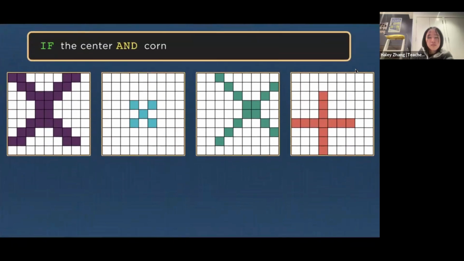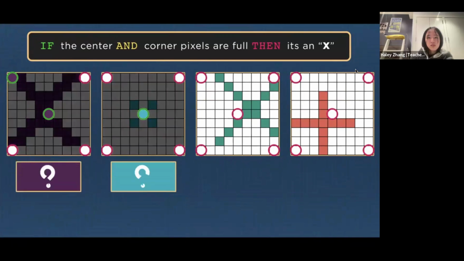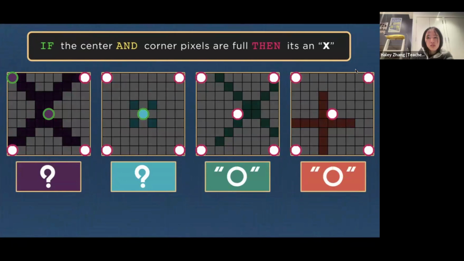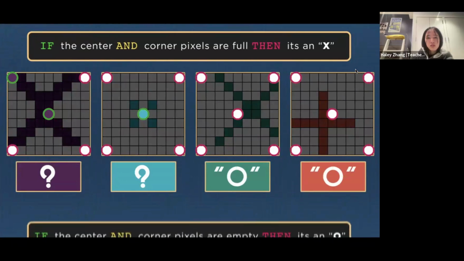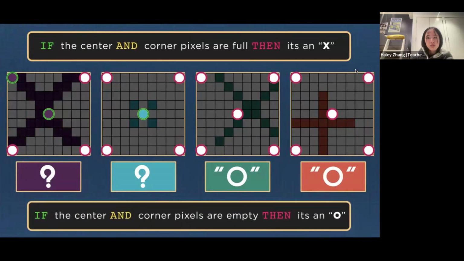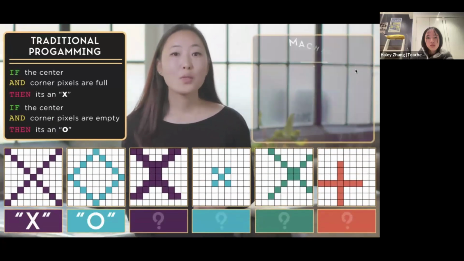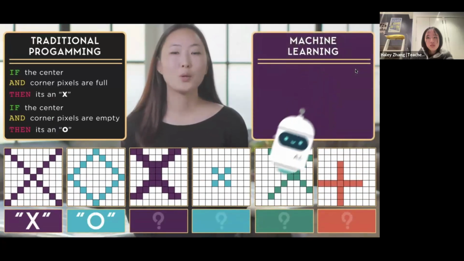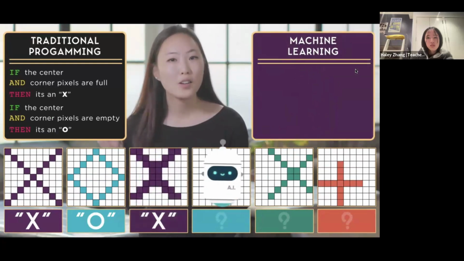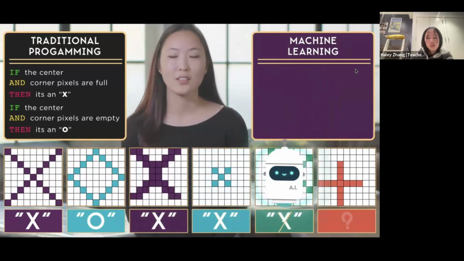We gave the computer a strict definition of what an X looks like. But these images don't fill all the necessary pixels to fit the definition. So the computer doesn't think these are X's at all. In fact, the computer thinks these are O's because the corners and center pixels are blank, and that fits the definition of an O that we gave it. In this example, traditional programming only works some of the time. But with machine learning, we can teach the computer how to recognize shapes no matter their size, symmetry, or rotation.